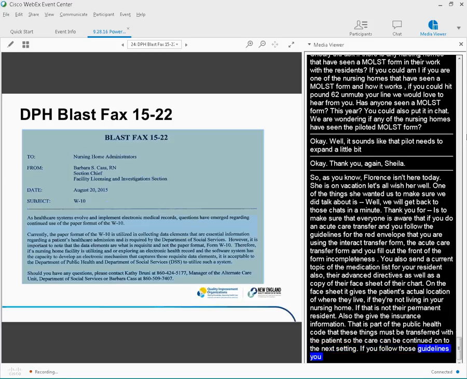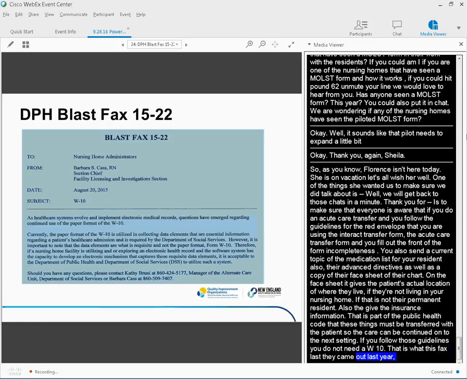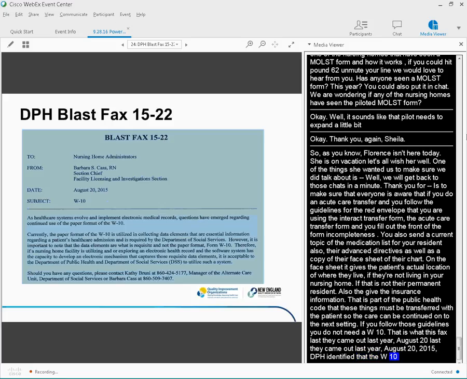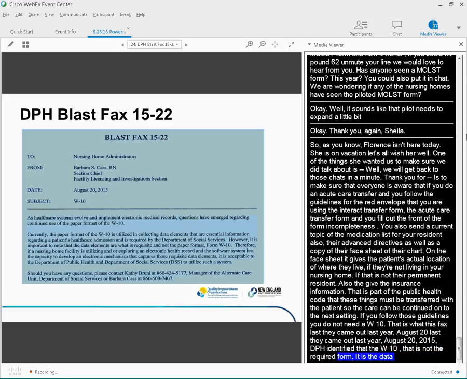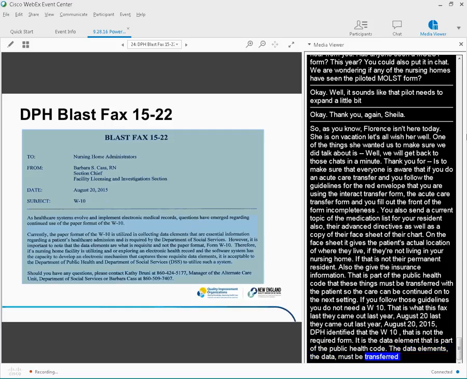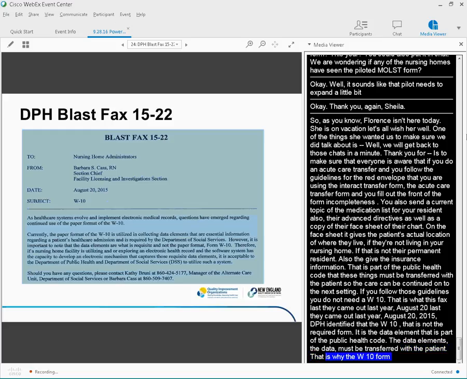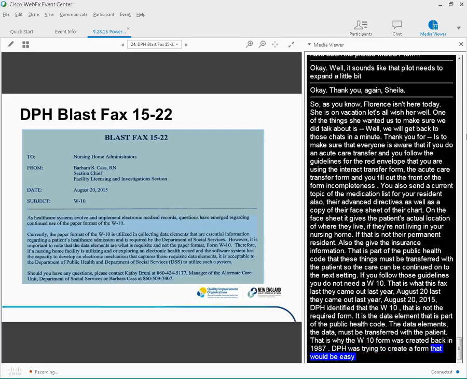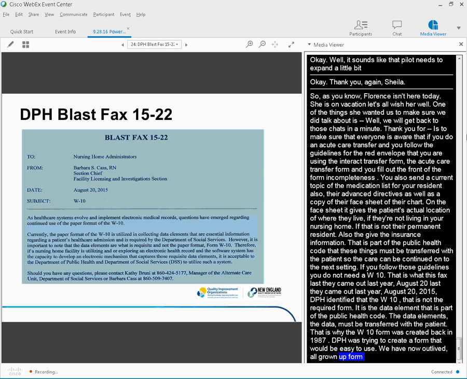So that's what this fax blast that came out last year, August 20th, 2015, was about. DPH identified that the W-10 is not the required form. It's the data elements that are part of the public health code. The data must be transferred with the patient. That's why the W-10 form was created back in 1987. DPH was just trying to create a form that would be easy to use. We have now outgrown that form and use the Interact acute care transfer form.